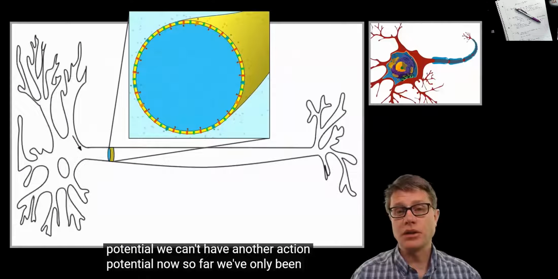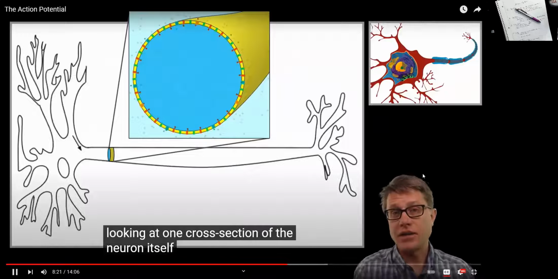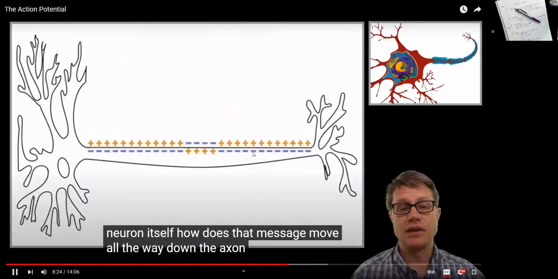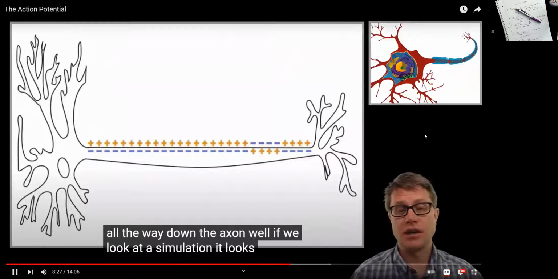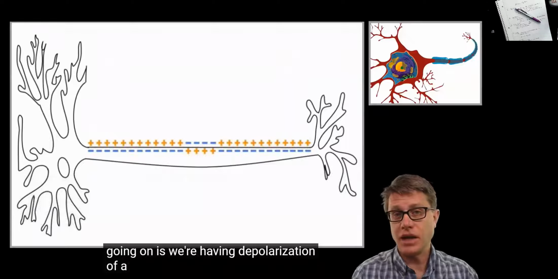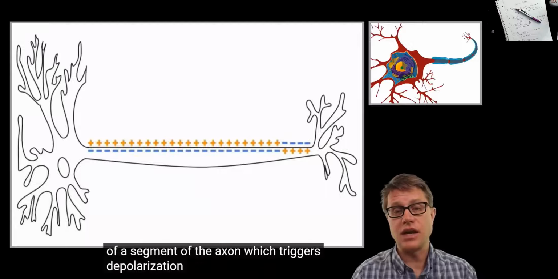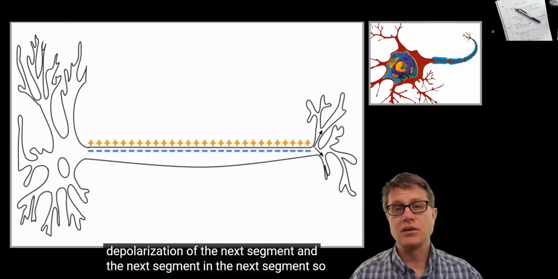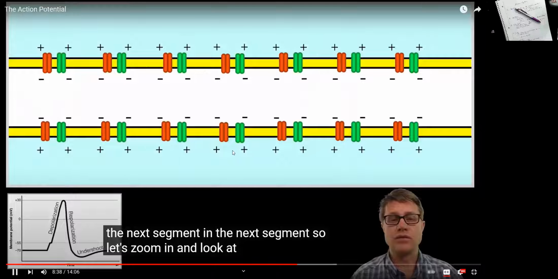Now, so far, we've only been looking at one cross-section of the neuron itself. How does that message move all the way down the axon? Well, if we look at a simulation, it looks like this. Let me slow that down. What really is going on is we're having depolarization of a segment of the axon, which triggers depolarization of the next segment and the next segment and the next segment. So let's zoom in and look at those voltage-gated channels and see what's going on.